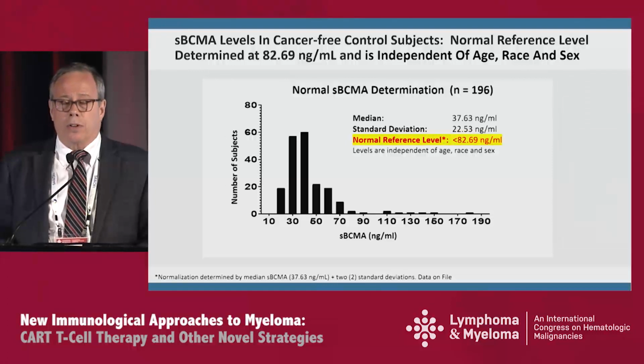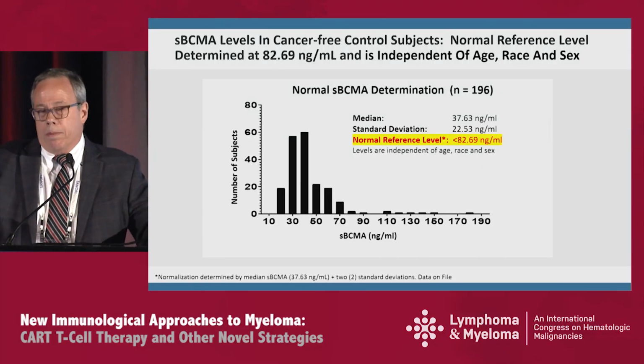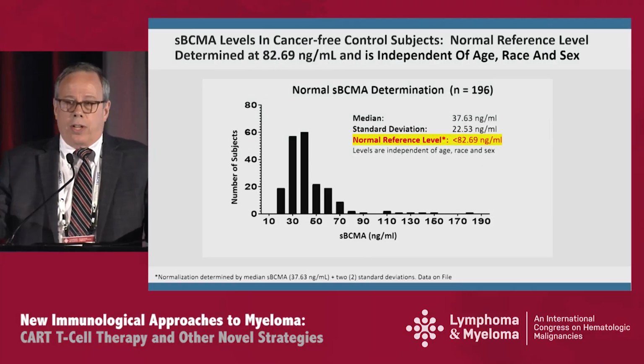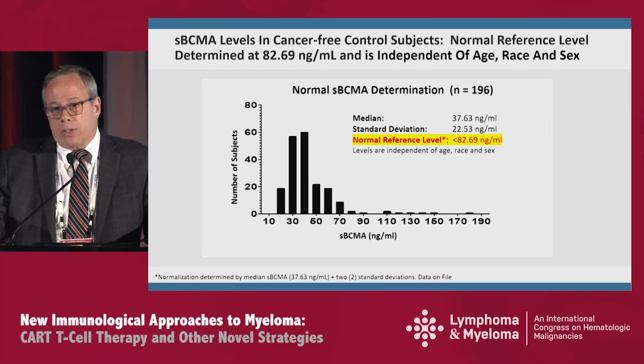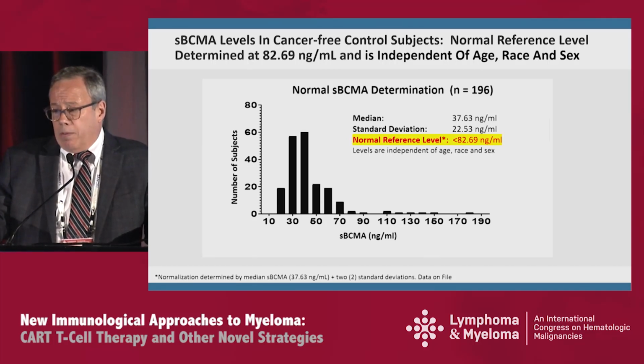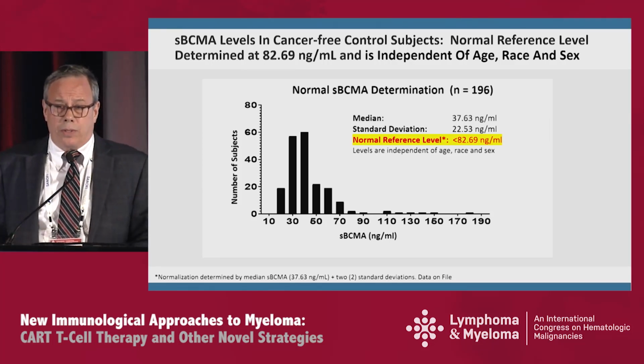We also want to determine what was normal range, and you'll see why in a moment. So we've taken actually age-matched controls, largely spouses, significant others, or friends of our patients. We've done this in about 200, and we know the median, again, is about 37.6, but if you do 2 standard deviations above that to determine your normal upper limit threshold, it's about 82. So anything less than 82 we considered normal.